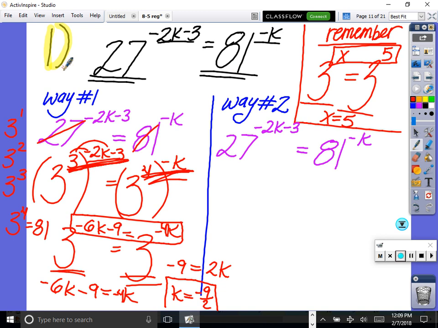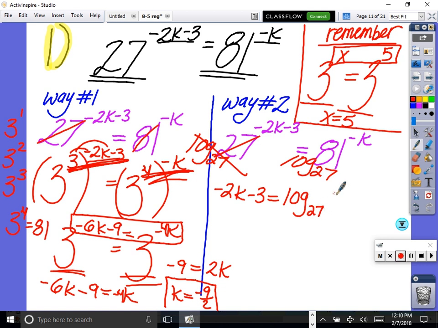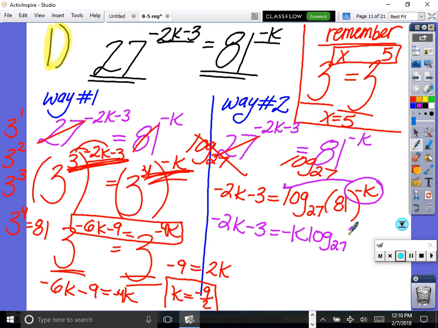I'm going to just go with, I'm going to log base 27 of both sides. Some of you might like this way better. Log base 27. Do you see how those cancel out? So then we have negative 2k minus 3 equals, now over here we have this. Log base 27 of 81 raised to the negative k. And remember, because k is an exponent and we want to solve it, can't we take and move that down here? Properties of logarithms. So then we have negative 2k minus 3 equals negative k log base 27 of 81.